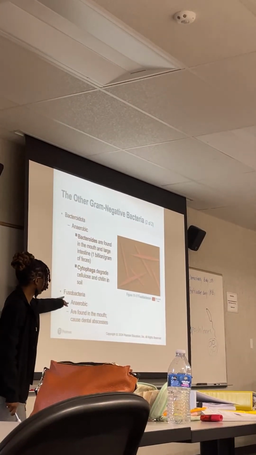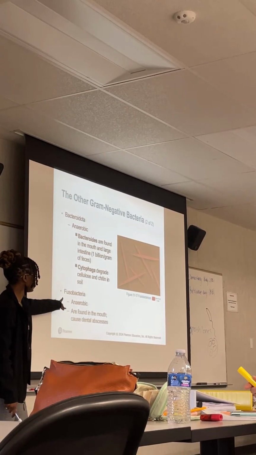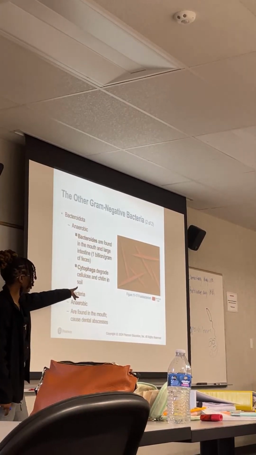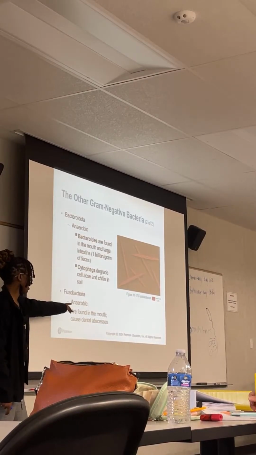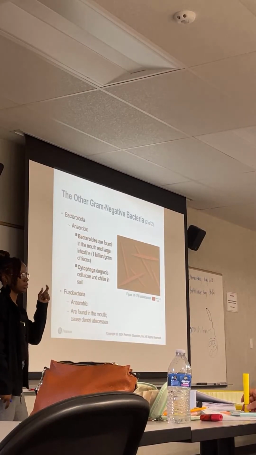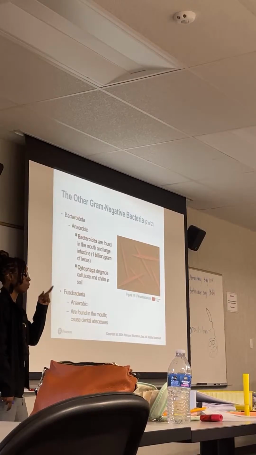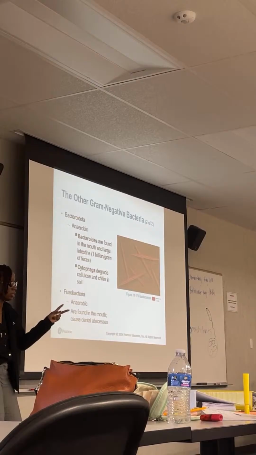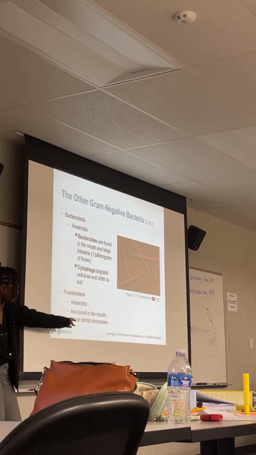But this is the one I wanted to get to, the fusobacteria. This one actually has a really distinctive smell. They're long, slender, thin bacteria. They're anaerobic and they're found in the mouth. This one can cause dental abscesses. So we know that some bacteria can cause cavities, right? Streptococcus mutans causes cavities. This one can cause dental abscesses.